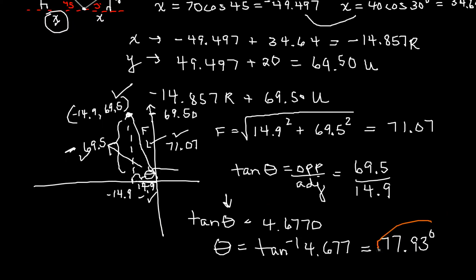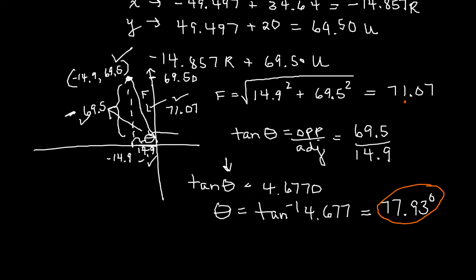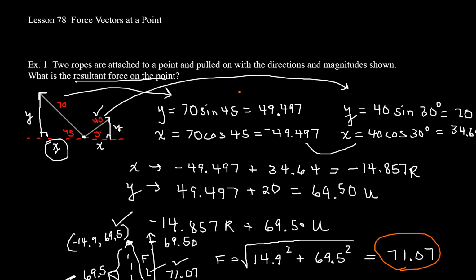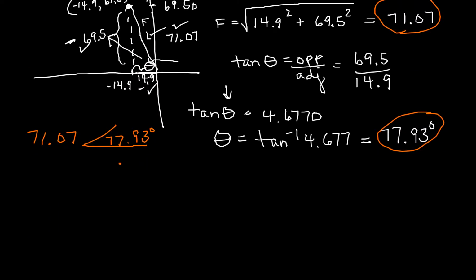So we have this answer right here, and we have this force right here. So we write it back into polar form. The vector length is 71.07, and the angle that we're pulling it at is 77.93 degrees. So that is how you do these problems. We're finding the force that these two ropes had on this point is the exact same force as if it was pulled at an angle of 77.93 degrees, a force of 71.07.